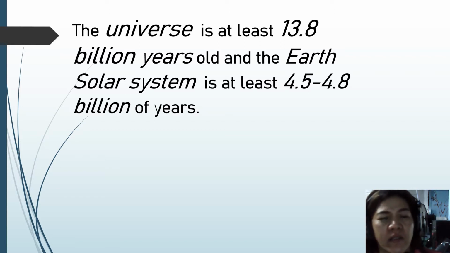You might be asked, how old is the universe? Okay, so now we are about to discuss the theory of the universe, the origin and the formation of the universe. The universe is at least 13.8 billion years old, and the Earth solar system is at least 4.5 to 4.8 billion years.